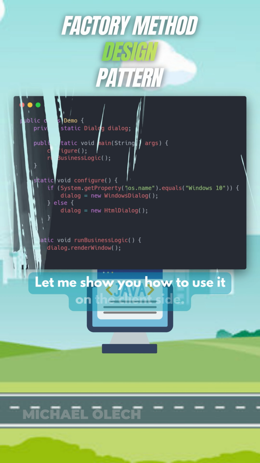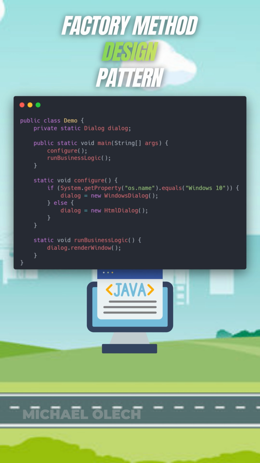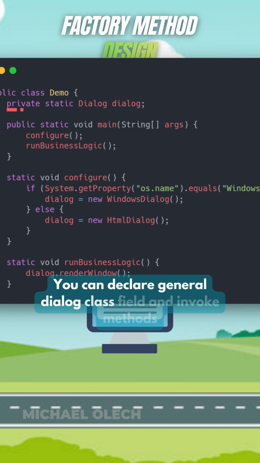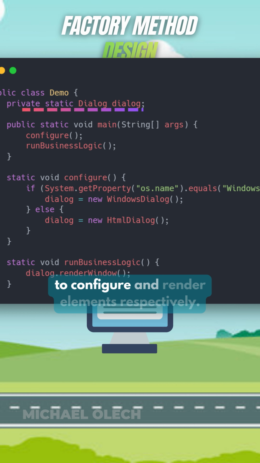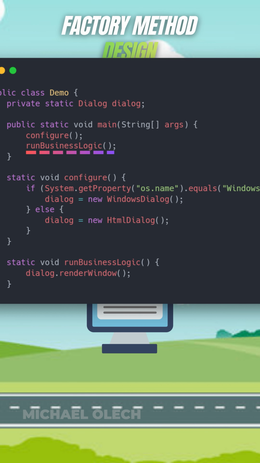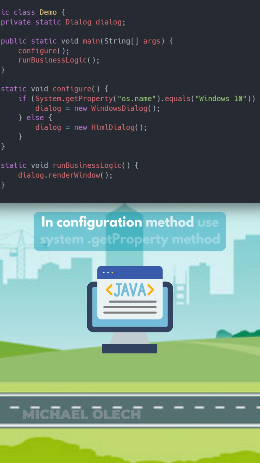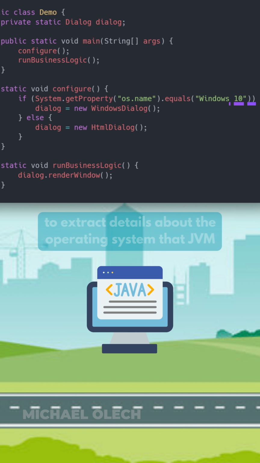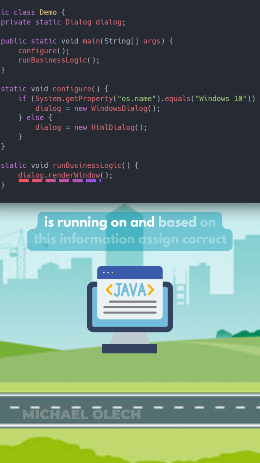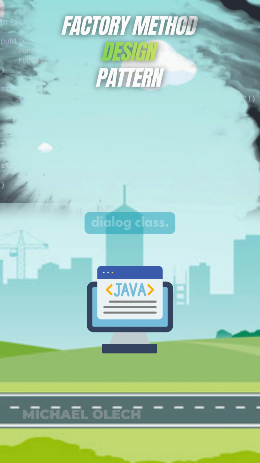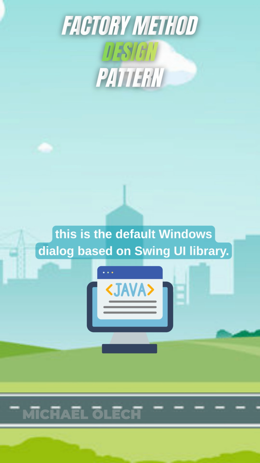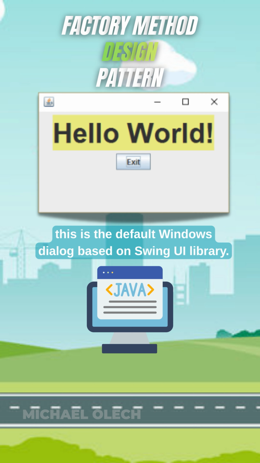Let me show you how to use it on the client side. You can declare a general dialog class field and invoke methods to configure and render elements respectively. In the configuration method, use the System.getProperty method to extract details about the operating system that the JVM is running on, and based on this information assign the correct dialog class. And here we go, this is the default Windows dialog based on the Swing UI library.